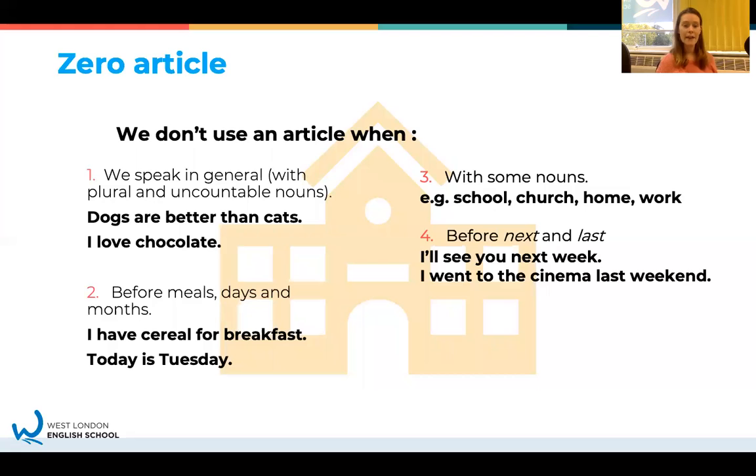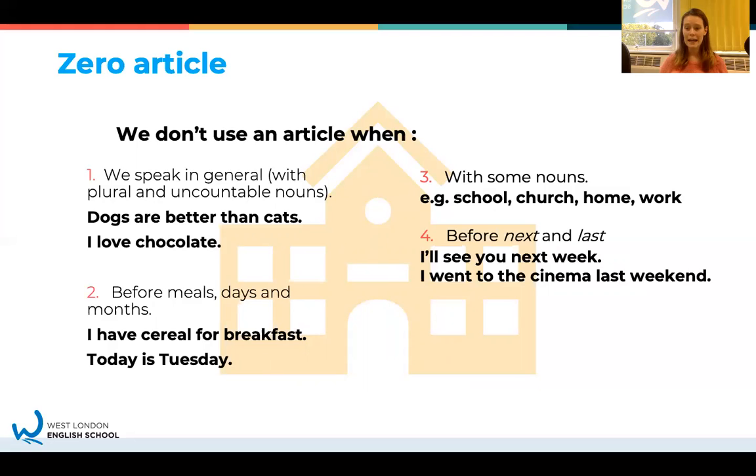And then the 0 article. So the 0 article means no article. No the, no a, no an, just nothing. So like we had before with dogs and cats, for general stuff, we don't use anything. We just put it in the plural. So here, dogs are better than cats, and I love chocolate. I do, it's true.